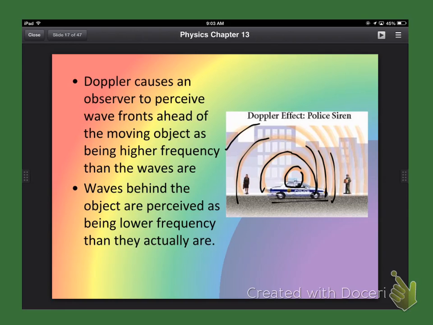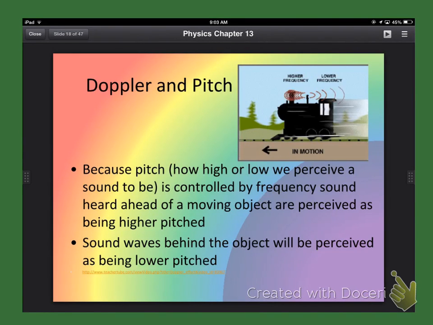Remember, pitch and frequency are not the same. But we perceive higher frequency sounds as being higher pitched. We perceive lower frequency sounds as being lower pitched. So the pitch of the siren changes as the object goes past you. Okay, so this is exactly what we just said. Because frequency controls our perception of pitch, the siren, the train, the person yelling, whatever it is that's coming at us, sounds like it's higher pitched than it does once they pass us. We hear that drop in pitch as the object goes past us.